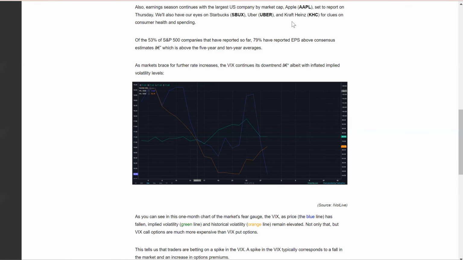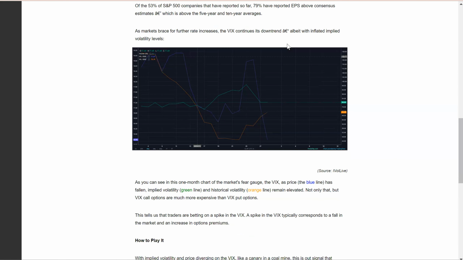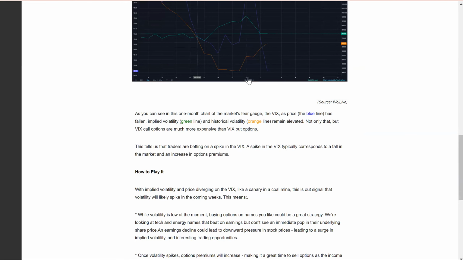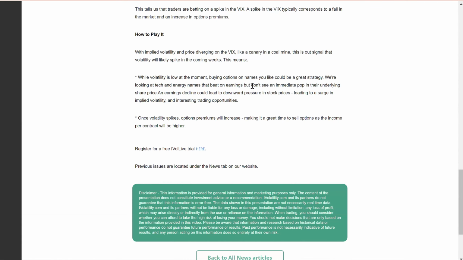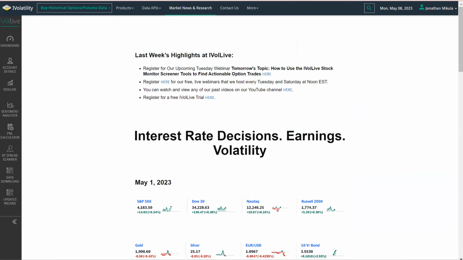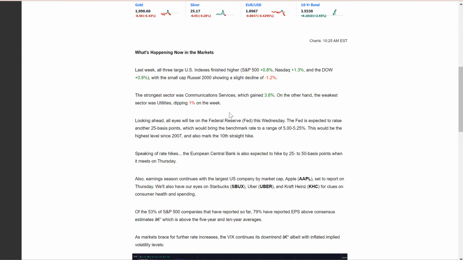So here we're looking at Apple, Starbucks, Uber, Kraft Heinz. We put interesting charts. Our legend is always blue is price, and then green is implied volatility. And then orange is historical volatility. So we'll talk about more of that once we're in IVolLive. But these are really good articles that give you a sense for some of the things that we're looking at, from where we sit.